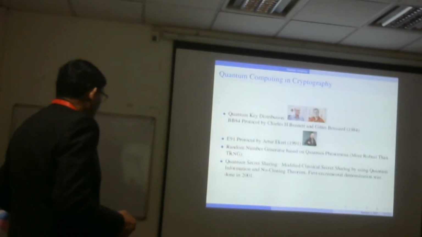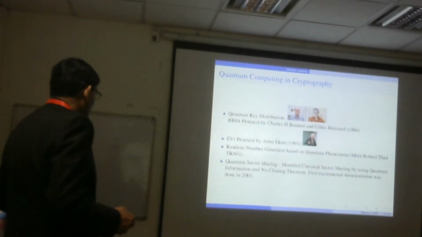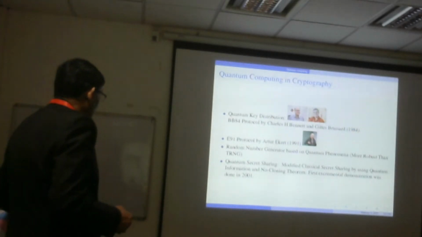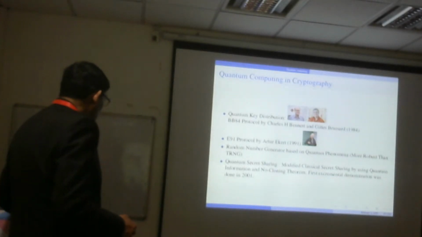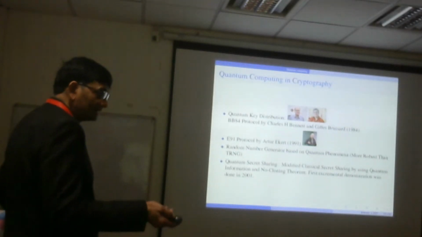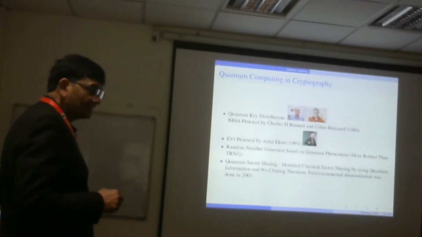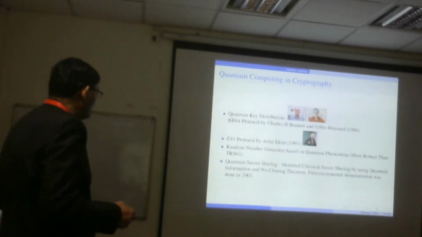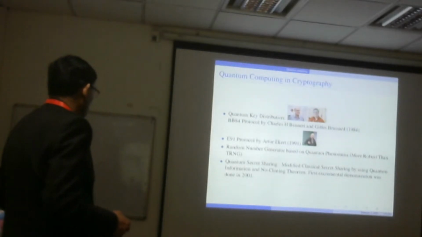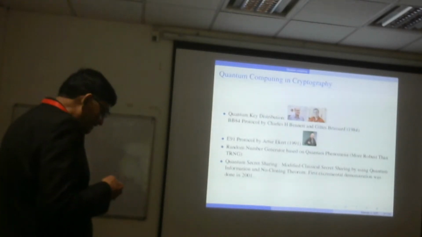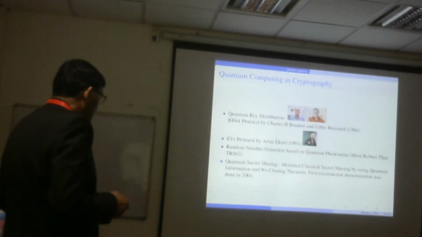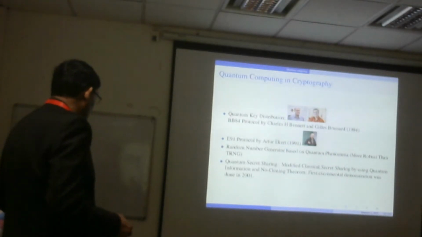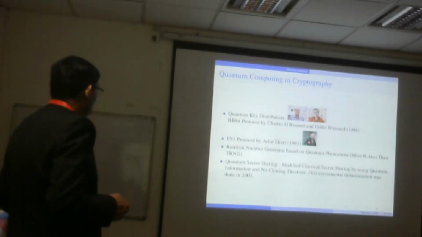Now we have a random generator based on quantum phenomena, like the quantum random generator. A scheme has also been given for quantum secret sharing. Like other schemes in cryptography, we have secret sharing. Using the quantum computer, we have a scheme called quantum secret sharing, and the first demonstration was done in 2001 itself.